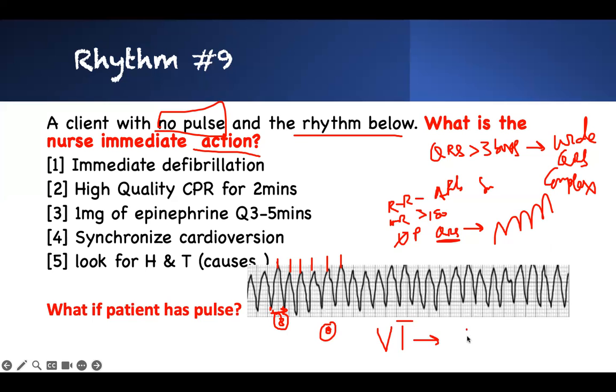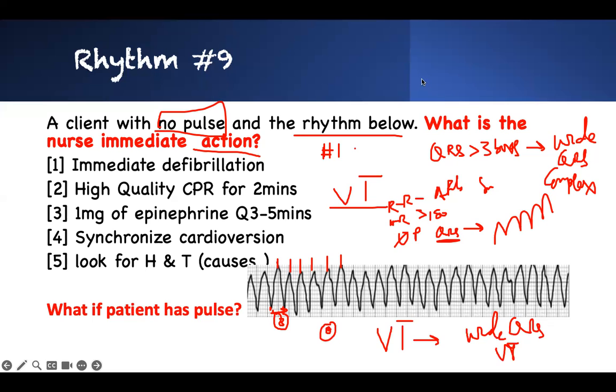So wide QRS complex ventricular tachycardia that is uniform. This is what we call VTAC, ventricular tachycardia. What is your treatment for this problem? Normal one is check if they have pulse. If they have pulse, it changes the whole thing.